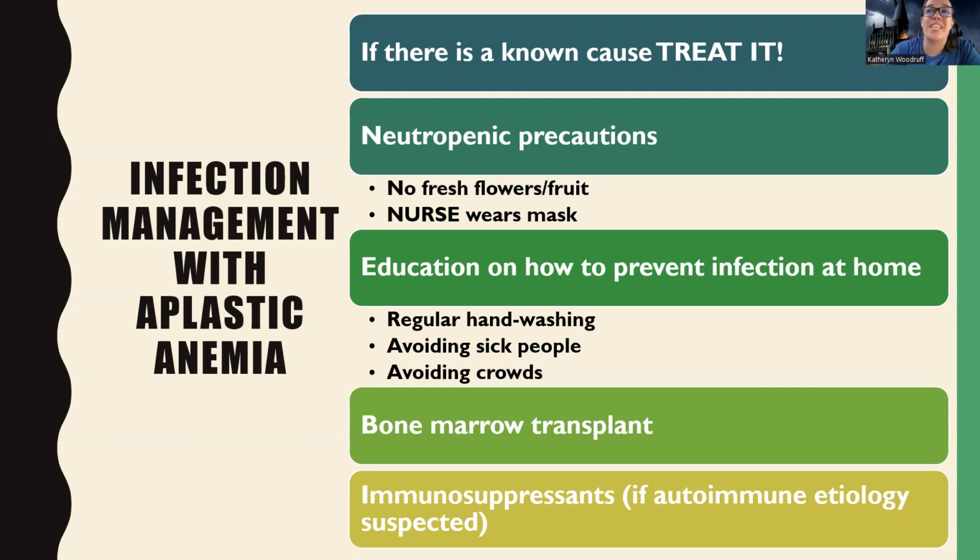Because like I said, they don't only just get infections, they get infections that are super hard to treat because many people don't get them because they're just so high risk. So we put them in what's called neutropenic precautions. This is also called reverse isolation. And this is where they get no fresh flowers or fruit because there's really high chance of having bacteria and other stuff growing on there.